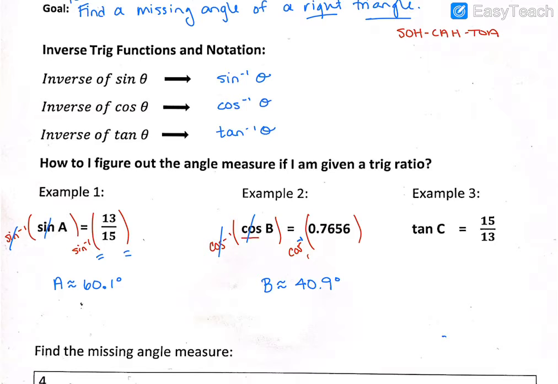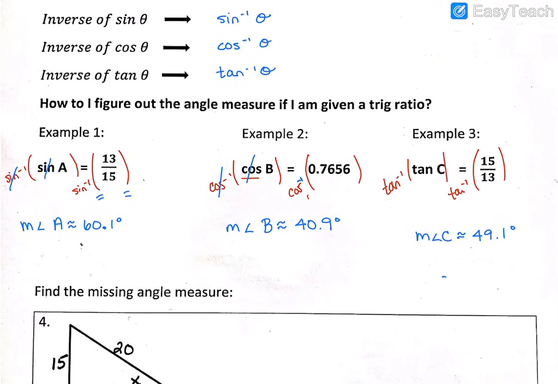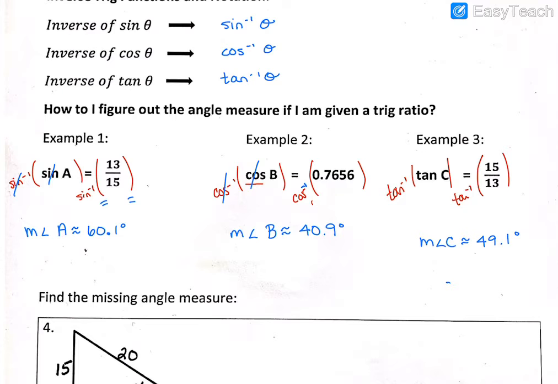And then example 3, we're using tan. Why don't you guys try this one on your own based on what we did in examples 1 and 2. Hit the pause button and see if you can figure out what the measure of angle C is. And actually, the way that we should be writing these is the measure of angle. So go ahead and do that now. When I did this, I used tan inverse on both sides, and I got that the measure of angle C was approximately 49.1 degrees. So that's what our setups would look like, and then we solved it.